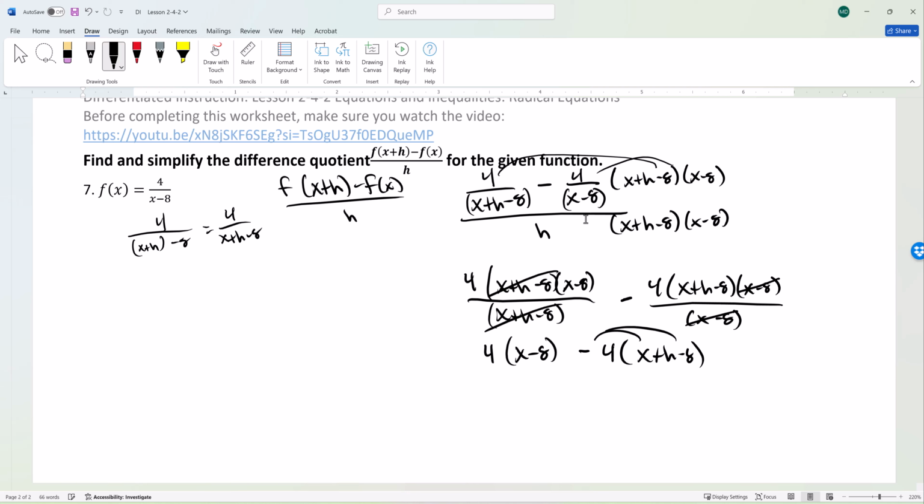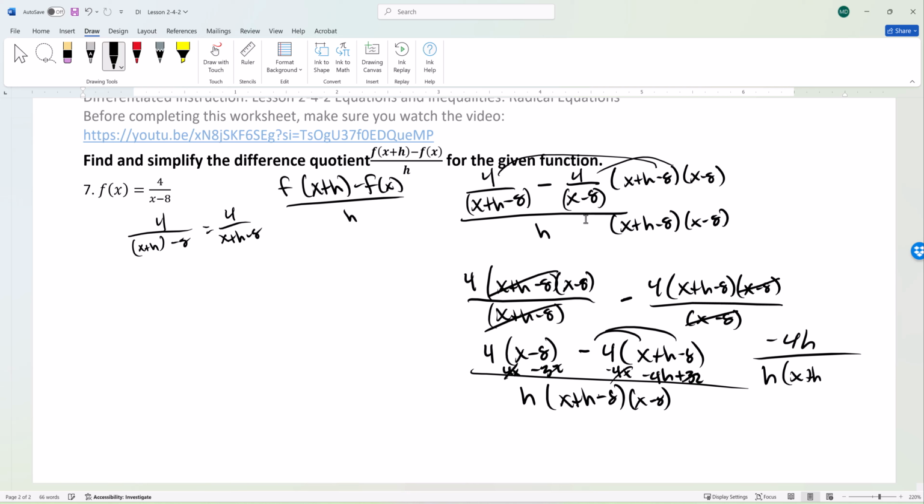Now we distribute. I'm just going to write the denominator. So you're going to get minus 4x minus 4h plus 32. And so this, you're going to get 4x and then minus 32. So the 4x's cancel out. The 32's cancel out. So you get negative 4h over h times x plus h minus 8 times x minus 8. The h's cancel out. So you get negative 4 over x plus h minus 8 times x minus 8. And there's your difference quotient.